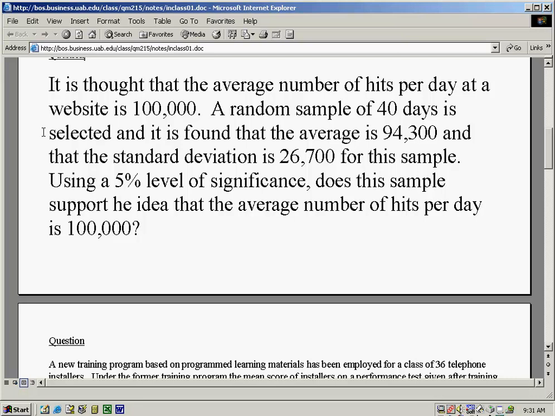Alright, notice that this has to be a two-tailed test because it says that the average is 100,000, not whether it's more than 100,000 or less than 100,000, but is it 100,000?